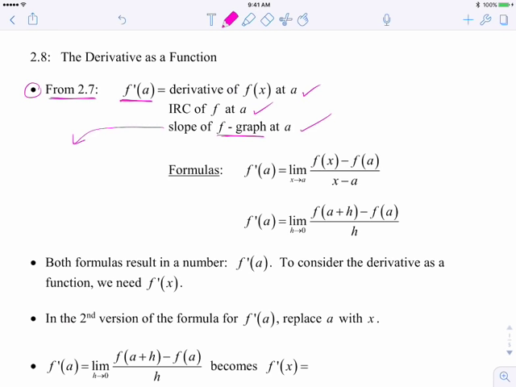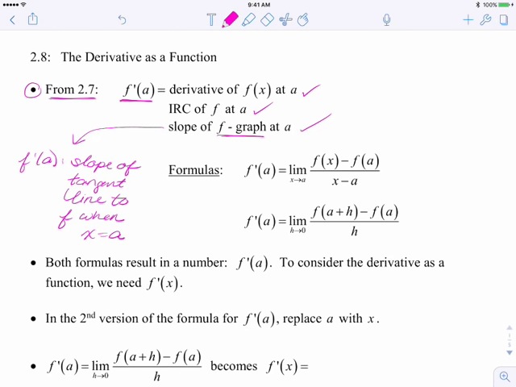So if you remember in Section 2.7, we defined f prime of a as the slope of the tangent line to the graph of f when x is equal to a. However, what we're really focusing in on is the slope of the graph itself. Now, that is very strange to think about because we usually don't think about finding the slope of a curve. We think about finding the slope of a line.